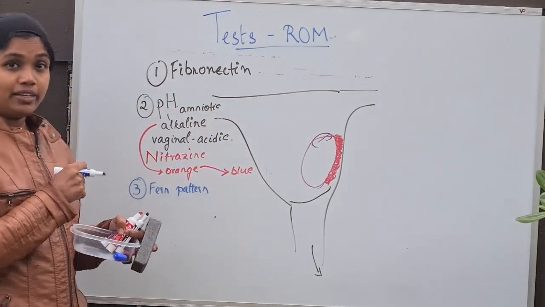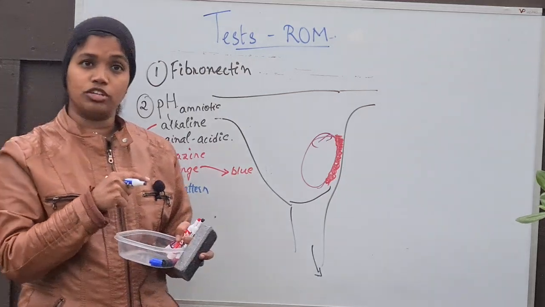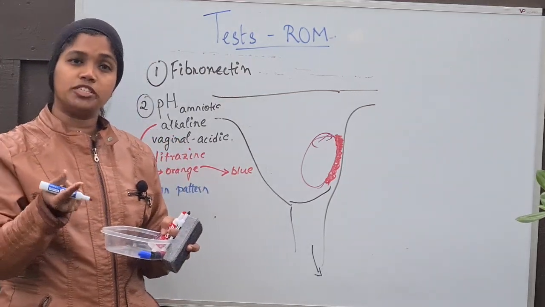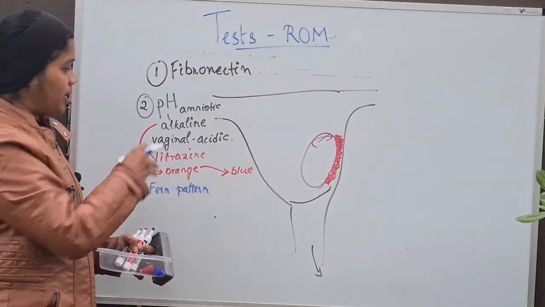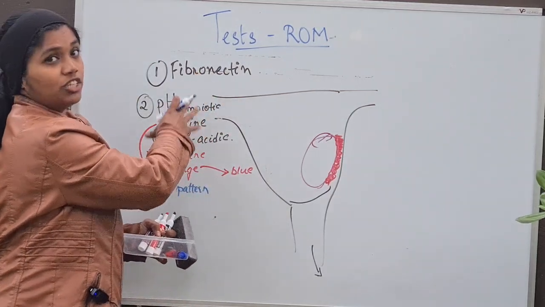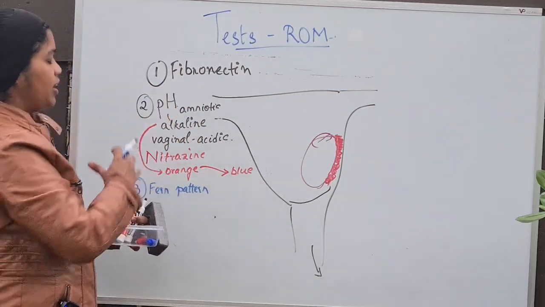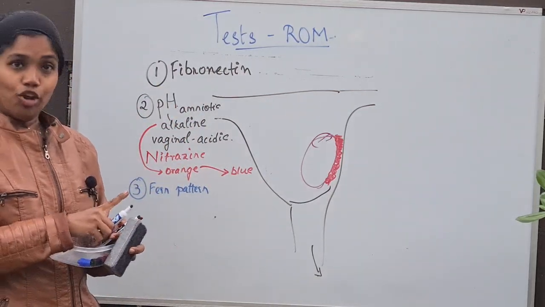But this is not very accurate, because cervical mucus will also present with this fern kind of pattern. So if you are doing the fern pattern test, it has to be accompanied by either of these tests, either fibronectin or the nitrazine paper test. Fine. I hope this is clear to you.